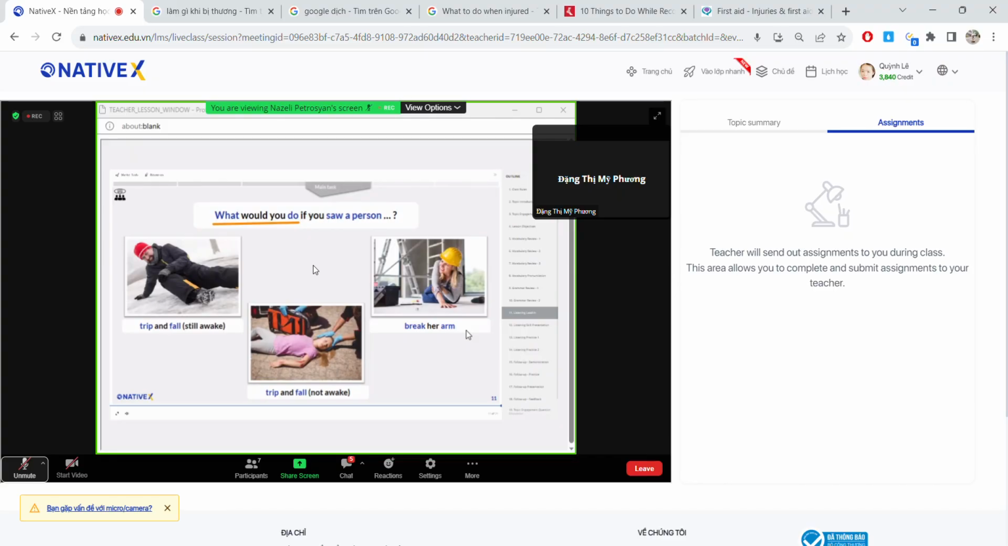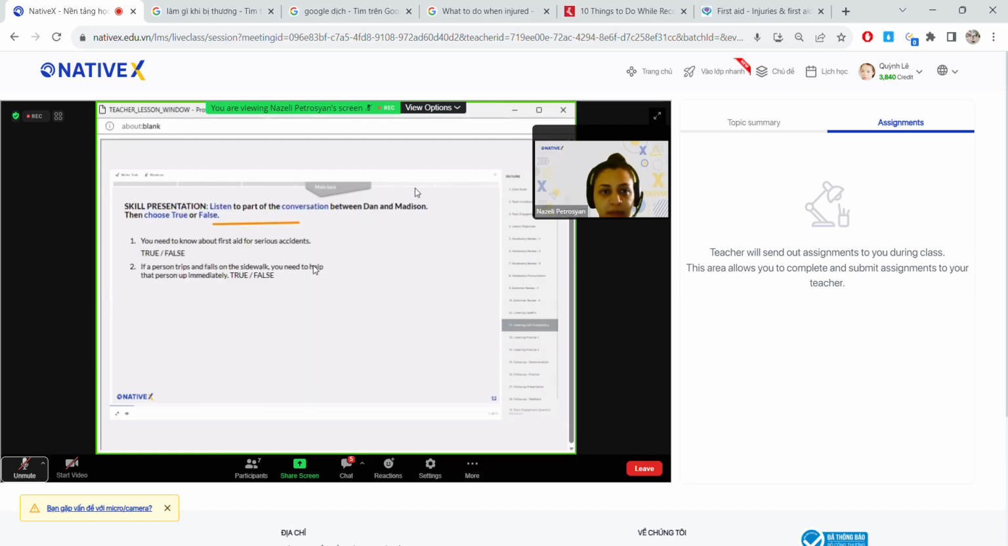Yes, maybe I will check her. There is no bleeding, and if there is a cut, maybe I will try to stop it bleeding, and after that I will call the ambulance or take her to the hospital. Of course, those are very reasonable steps that you would do. Okay, fantastic. All right, now here we have listening, guys.